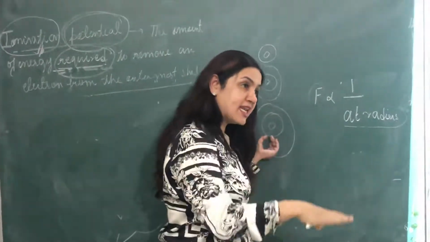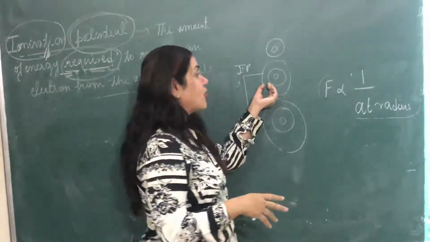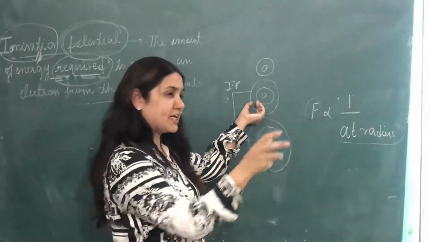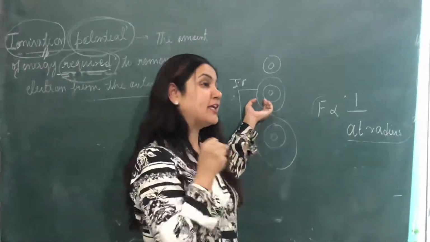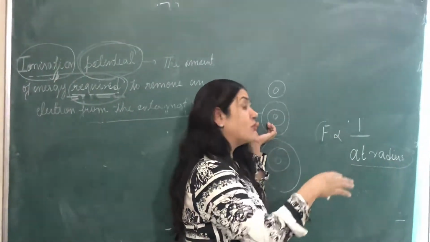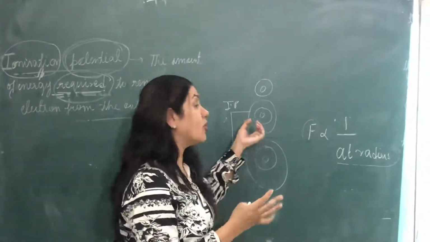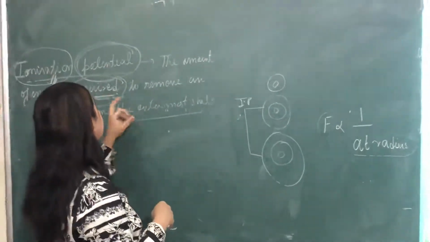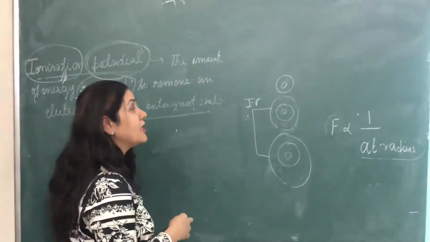So where the atomic radius is more and the electron can itself be removed, being loosely bound, the ionization potential is less. But where the atomic radius is less, that means they are tightly bound. Tightly bound means that for the electron to be removed, it requires more energy. More energy means the ionization potential will be more.